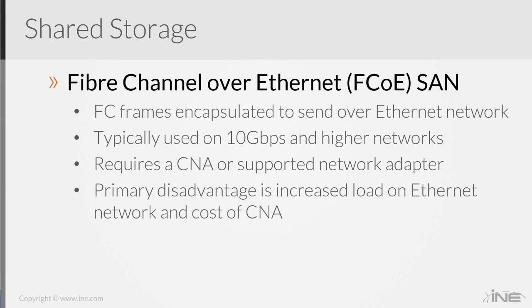The primary disadvantage of fiber channel over Ethernet would be the load that we are placing on our Ethernet network, that additional load, and the cost of our converged network adapters. That's the primary disadvantage. An advantage of fiber channel over Ethernet is basically we would have a consolidated network to manage rather than managing both a fiber channel fabric and an Ethernet network.